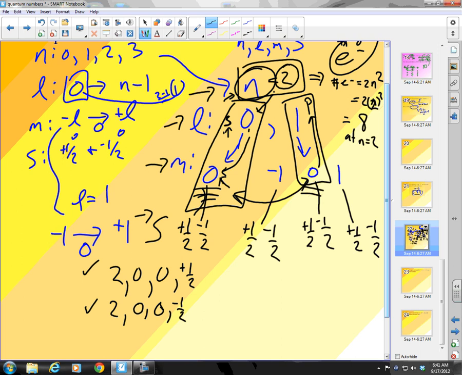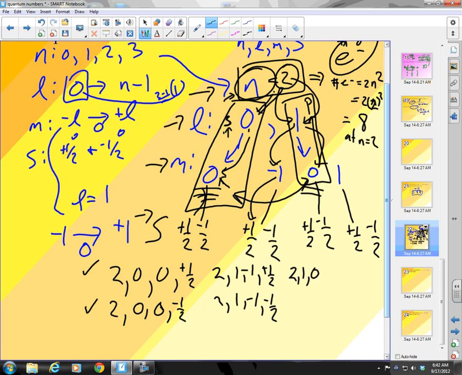Now I go to n again is 2. But then I don't go to 0, I go to l equals 1. So I write n, 1, and then from there I go to minus 1. And then I go from there to plus 1 half: 2, 1, minus 1, plus 1 half; 2, 1, minus 1, minus 1 half. Then I go 2, 1, 0, plus 1 half, and 2, 1, 0, minus 1 half. And then finally I go from 2 to 1 to positive 1: 2, 1, 1, plus 1 half, and 2, 1, 1, minus 1 half.